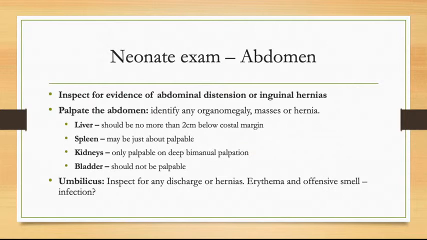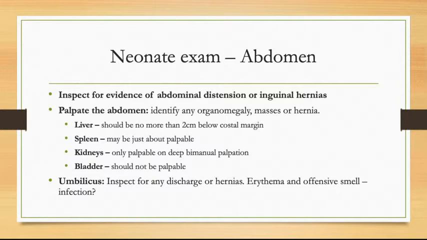After you've listened to the lungs and the heart, then you move on to the abdomen. You need to look for any evidence of hernias or any obvious abdominal distension. And then afterwards, you can feel the abdomen. In an infant, you might be able to feel the liver, spleen, and kidneys if you're pressing down hard enough. And the liver can be around 1 to 2 centimeters below the costal margin, but should not be more than that.